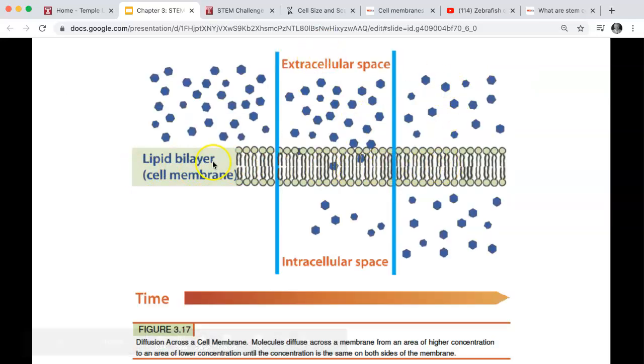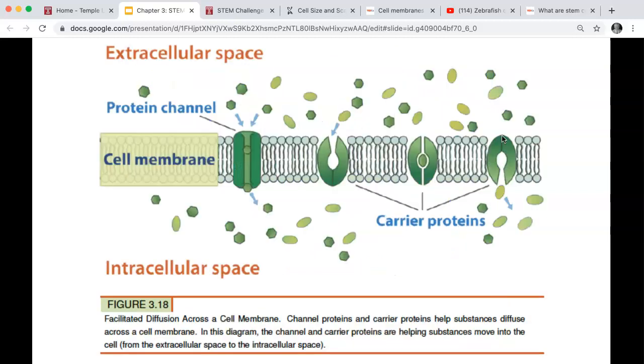Here's the cell membrane right across the middle, and we concentrate some material outside the cell, that's what extracellular space means. Over time, some of that material will diffuse into the cell, and it will stop when the concentration is the same on the outside and the inside. And the cell doesn't use any of its energy to do that. That just happens because of what's called a concentration gradient, where there are different concentrations on the inside and the outside.